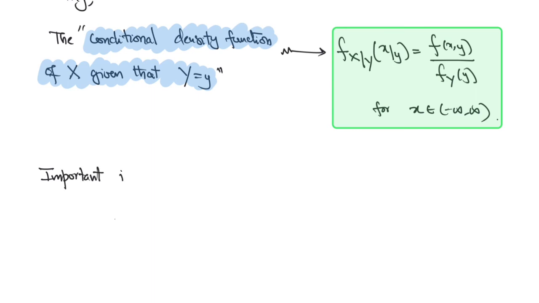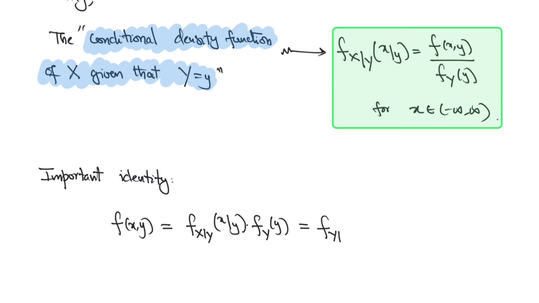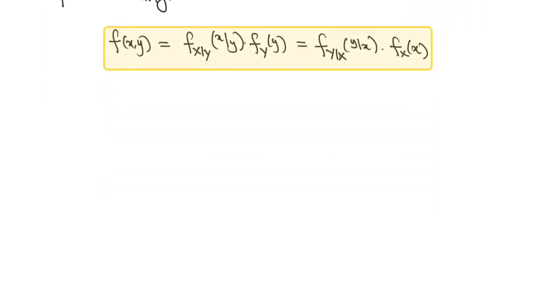An important identity in this context is that the joint density f(x,y) is going to equal the conditional density function times the marginals, and the formulas are as follows.